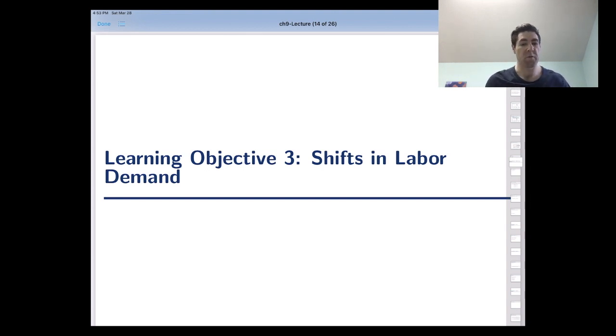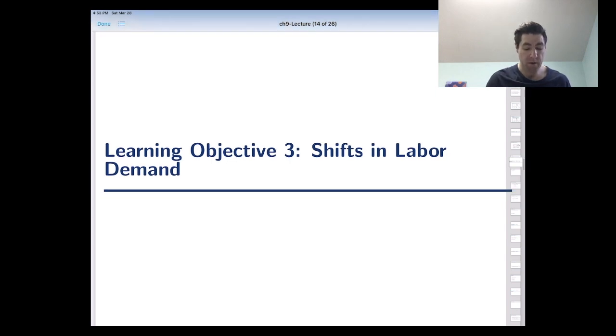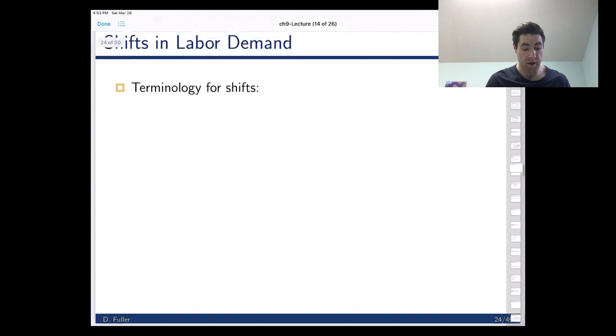Now that we understand labor demand, let's see if we can figure out what shifts the labor demand curve. That's going to play a large role in changes in employment, in particular the ones we're observing most recently. So learning objective 3 is precisely that. Let's try to understand shifts in labor demand. So what is it that shifts labor demand?